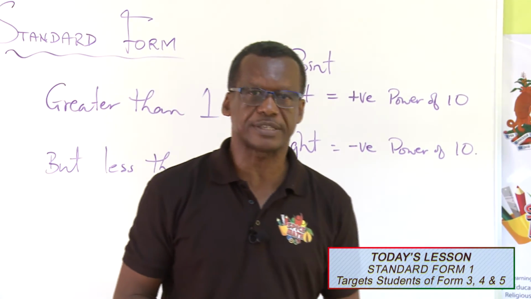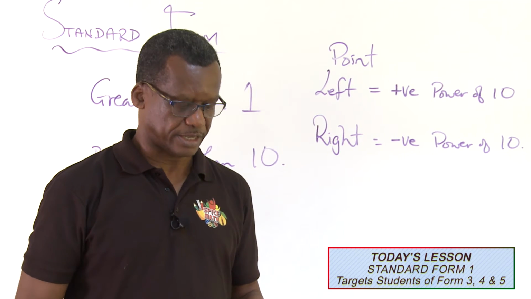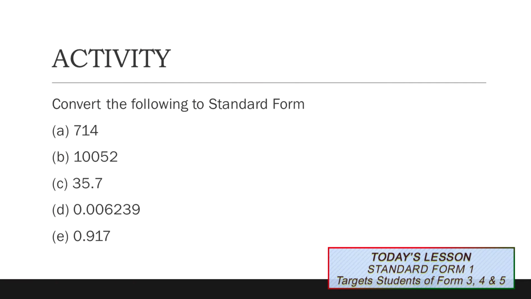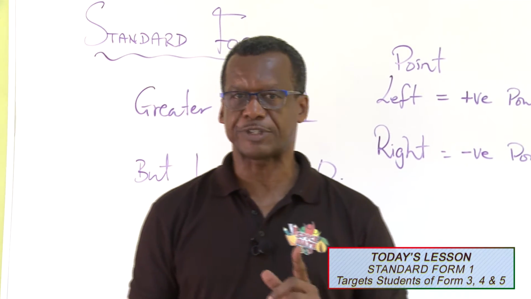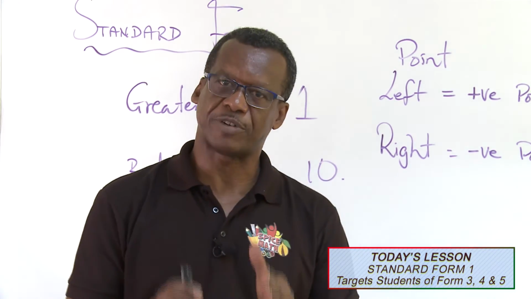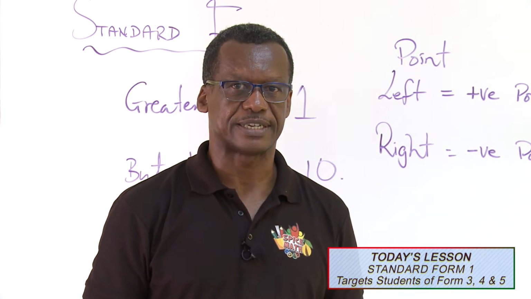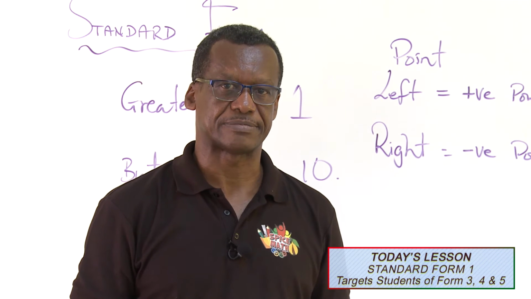Okay, now that you've had these principles, let's see if you can try a few of these activities or a few of these problems. In this activity, you would have about 5 questions that you can go through, remembering what the steps are. You move the point until the first number is greater than 1 but less than 10. And the number of places you move the point would be that number placed as the power of 10.